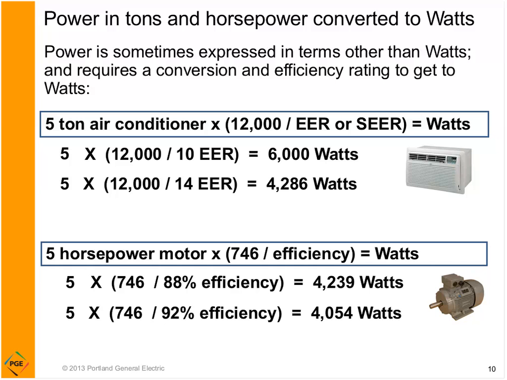Now, the EER in this example right here is energy efficiency rating. And a higher number means it's more efficient. And sure enough, when you run the math here to figure out a 5-ton unit is either 6,000 watts or it's 4286, depending on that efficiency rating, then you just locked in for the next 12 to 15 years 6,000 watts instead of 4286. So run those numbers very carefully on the purchasing side.